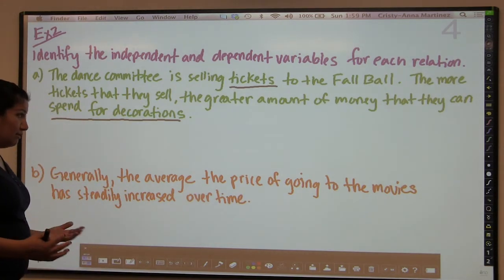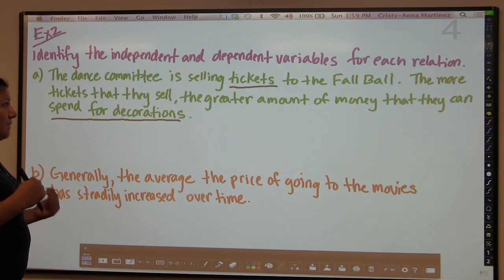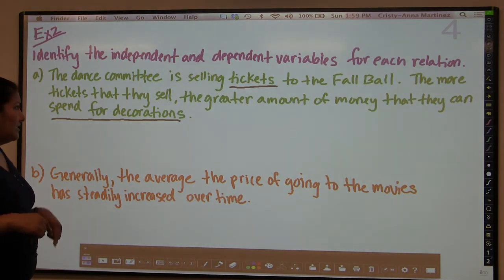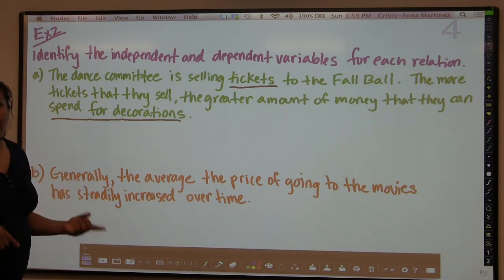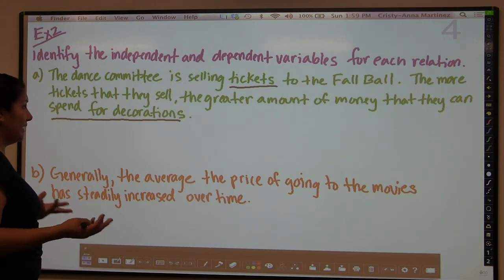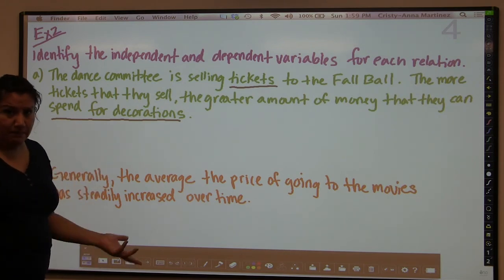So the question then remains, what depends on what? Do the tickets depend on the decorations, or do the decorations depend on how many tickets you sell? And I think that you'll agree that it's the latter that I just mentioned. The decorations depend on the tickets. The tickets are unaffected by the decorations.